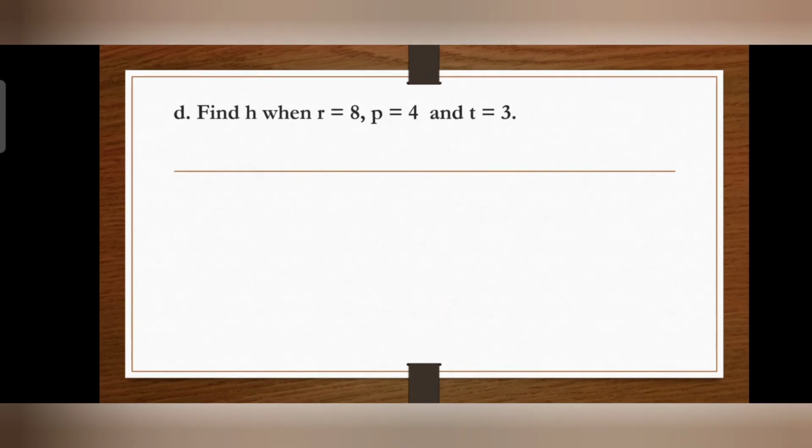Next is we are going to find H when R is equal to 8, P is equal to 4, and T is equal to 3. So, what we are looking for now is the value of H. So, the equation is still the same, R is equal to K times P times T squared divided by H. Then, the value of our K is always 4.